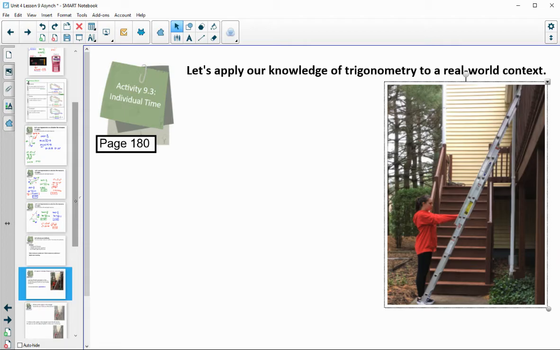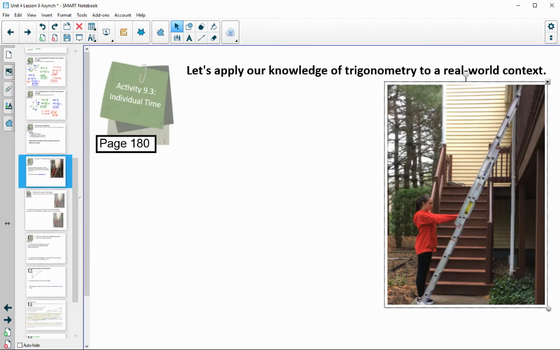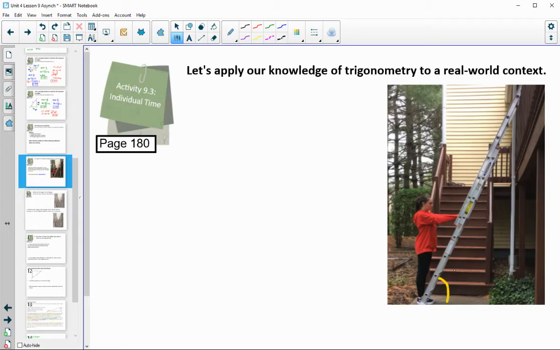Then we're just going to quickly look at applying this to a real world context. So if you're looking at leaning a ladder against a house, there's actually safe ways to do this, that this angle right here is considered a safe angle. That the ladder isn't just going to tip over backwards or fall forwards.